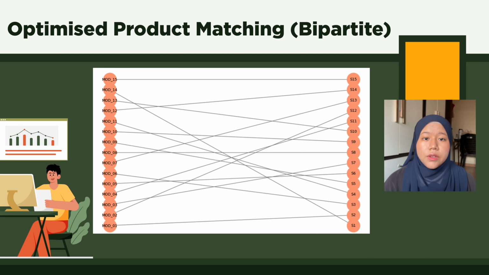The matching shown in this figure is a perfect matching. This means every module is assigned to exactly one time slot, and each time slot is used by only one module. There are no overlaps and no clashes.